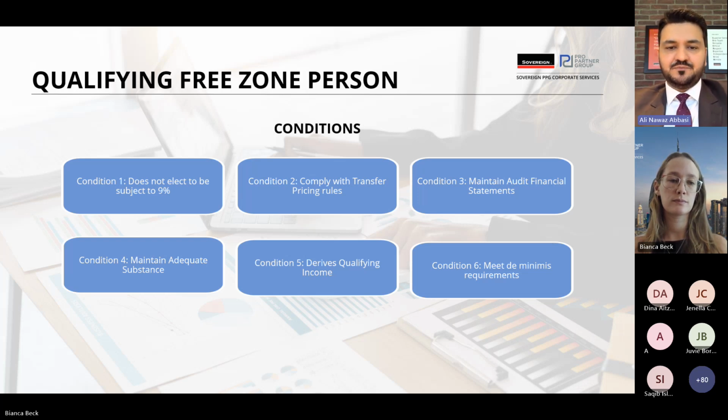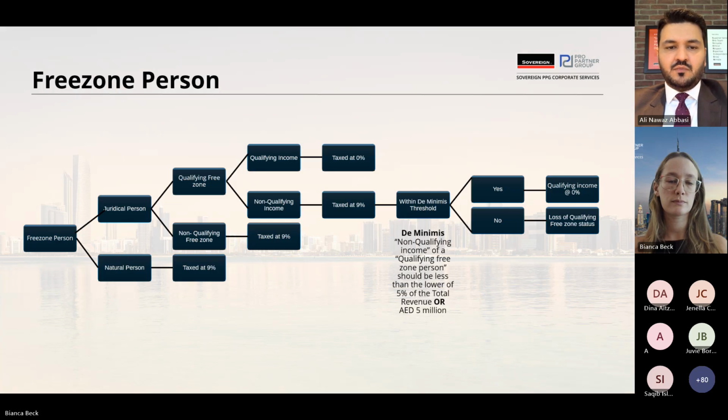Next slide, please. This flowchart essentially shows that only qualifying income of a free zone person can be taxed at 0%, or non-qualifying income as long as it meets the de minimis threshold. If non-qualifying income does not meet the de minimis threshold, the free zone person will lose the benefit of 0% tax for the current year and the next 4 tax years.